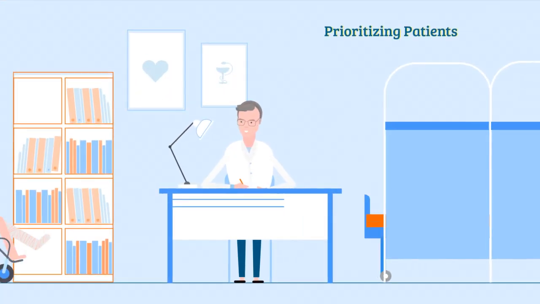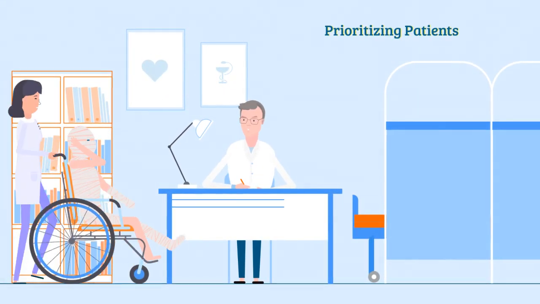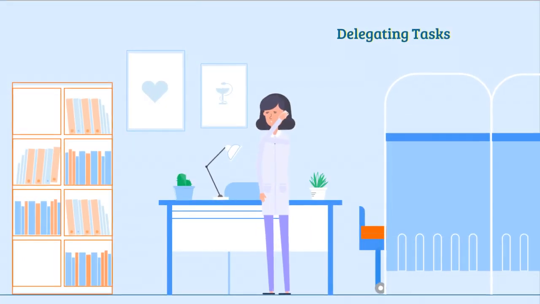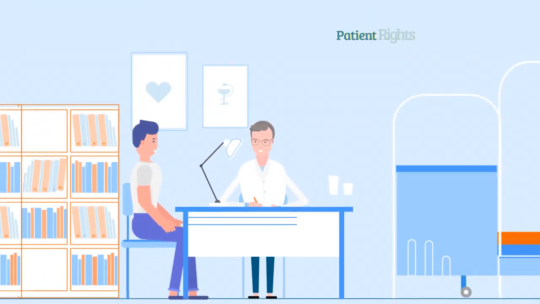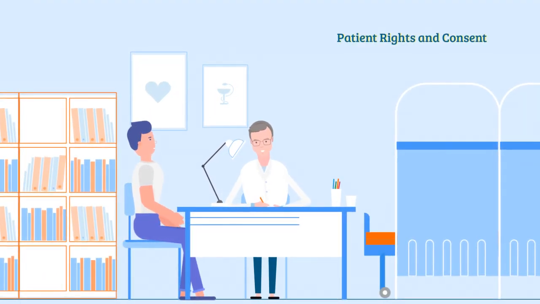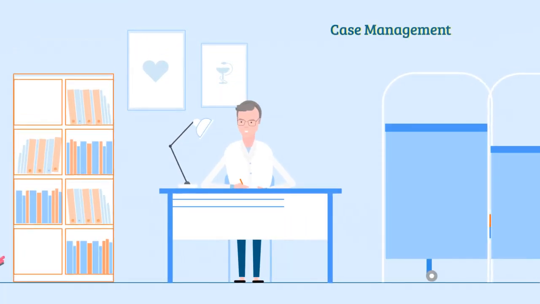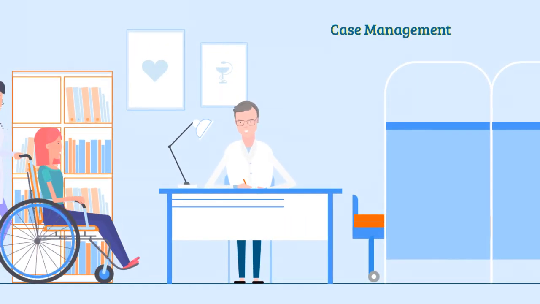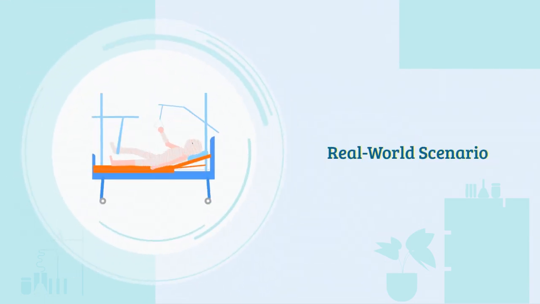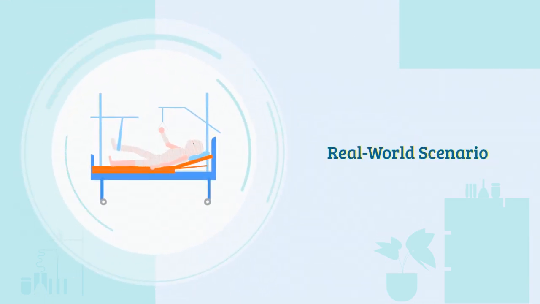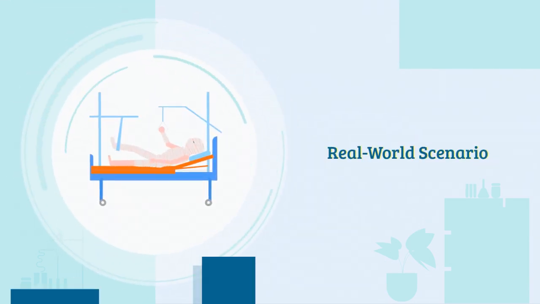prioritizing patients. Who needs care first? Delegating tasks to the right person. Patient rights, informed consent, and HIPAA. Case management and referrals. Example: if one patient is bleeding and another has a fever, who should you see first?